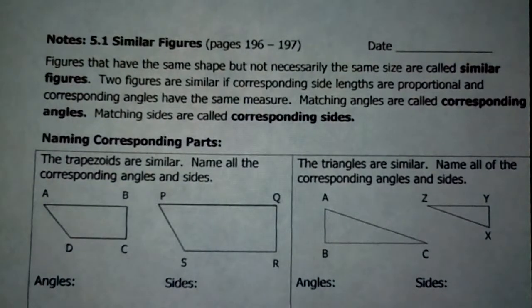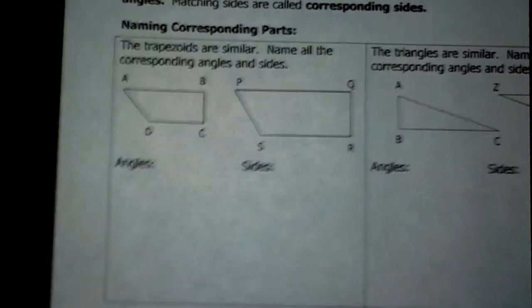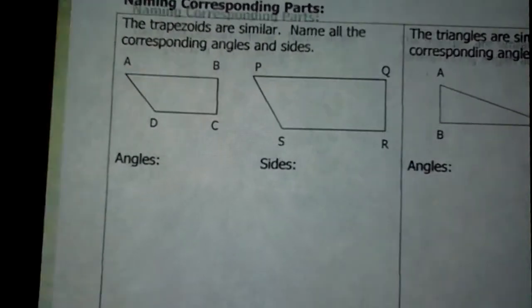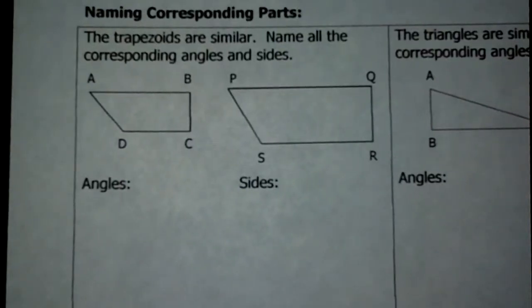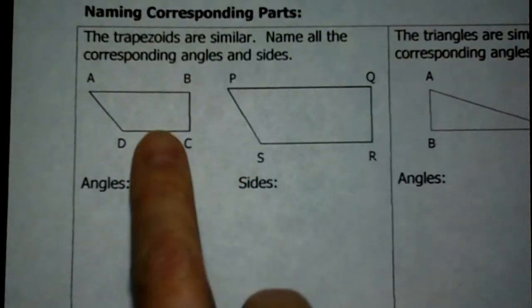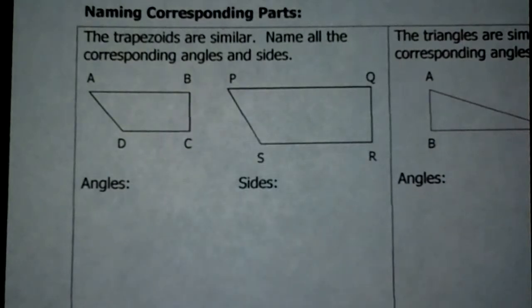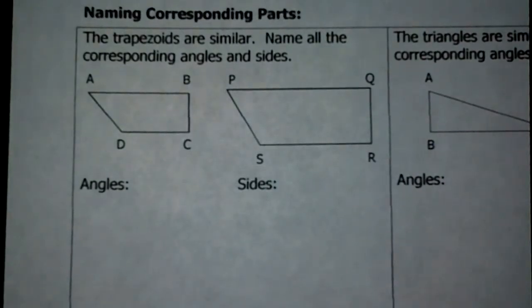All right, so first off, naming corresponding parts. I have two examples here. In the first example, this one's kind of nice. They're in the same exact position. The next one will show you they don't always have to be. But these trapezoids here are similar. So I'm telling you off the bat, they are similar. We're not trying to prove that right now. We just want to be able to name all the corresponding sides and angles. And there's a certain way we're supposed to list that, and I want to make sure you're familiar with that.